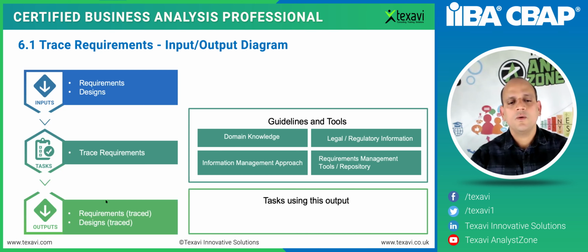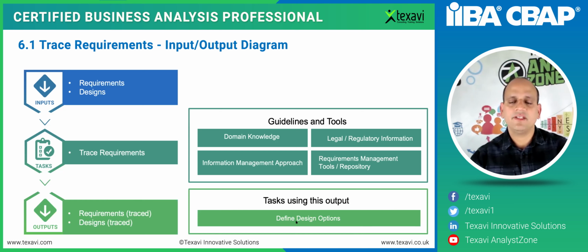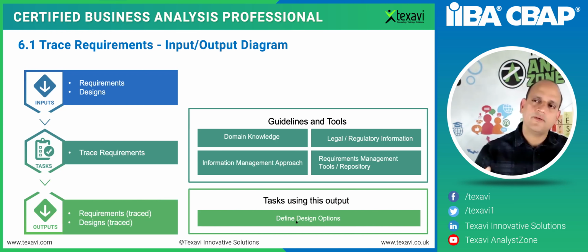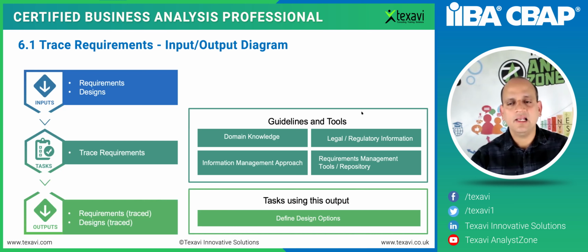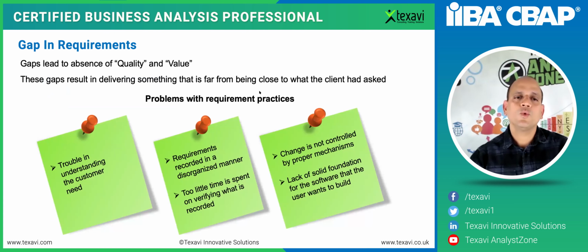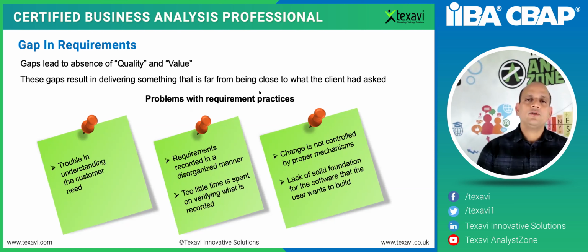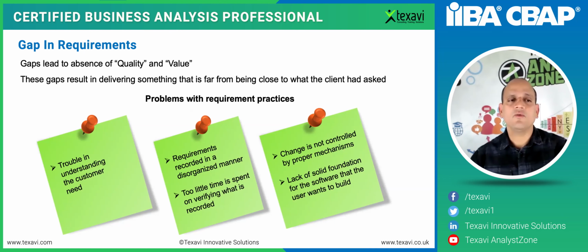And then what are the other aspects related to this one? Obviously, defining the design options would depend on this, because once you have a good idea about the requirements and how they're traced back and forth, you'll be able to come up with the design options at the high level and low level design and other things. So very important. What if there is a gap in the requirements? We need to address this before we go to the other aspects. So why do you need traceability? We talked about how traceability of the requirements would help you identify any gaps in the requirements.